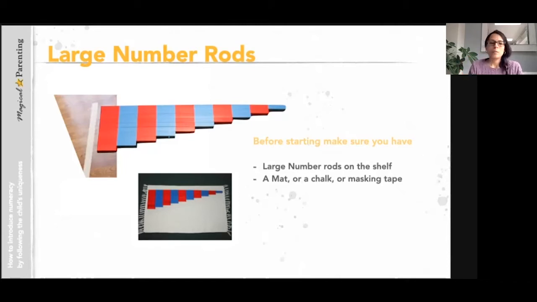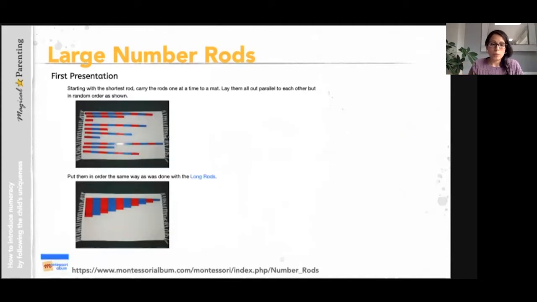If he says yes, perfect. So you can ask, "Where would you like to work? And what do we need to use this activity?" So we need the masking tape, or we need the mat, and we need the roads. And then you start to show the presentation.